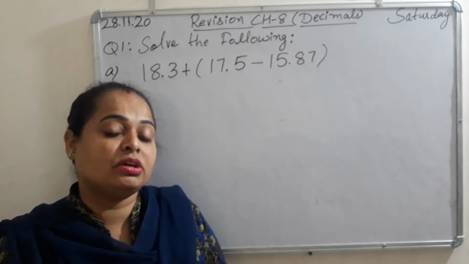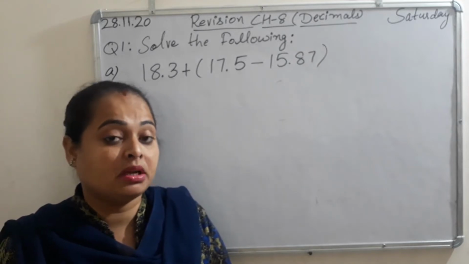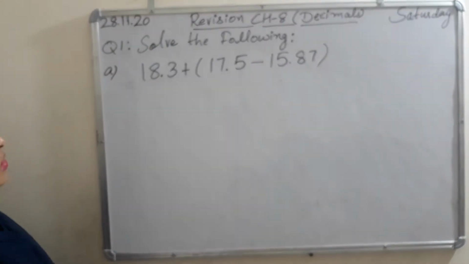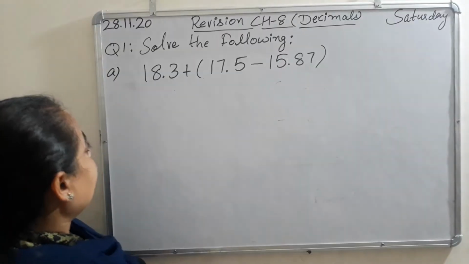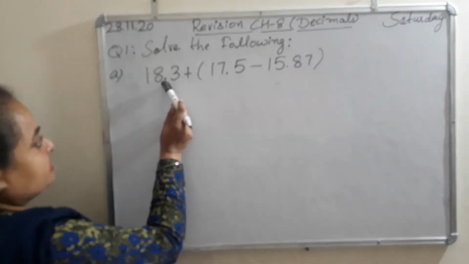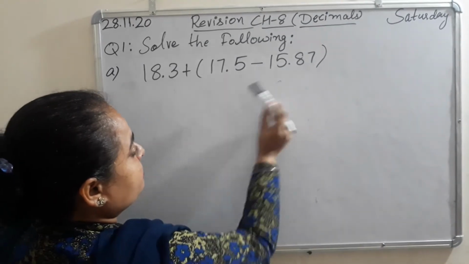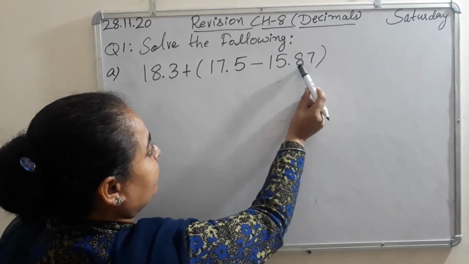Students, in this lecture we will do the revision of chapter number 8. So let's start with the first question. Solve the following. A part is 18.3 plus bracket 17.5 minus 15.87.